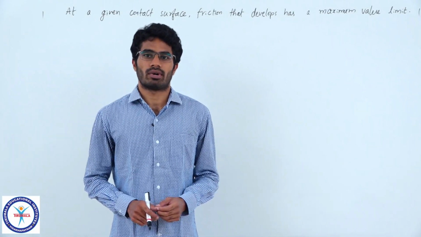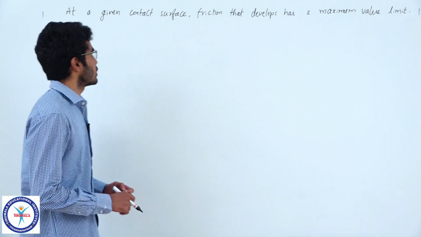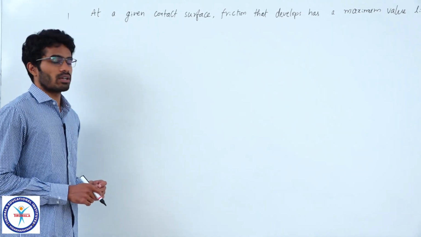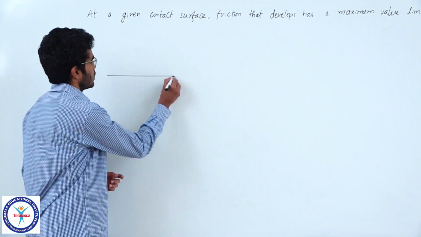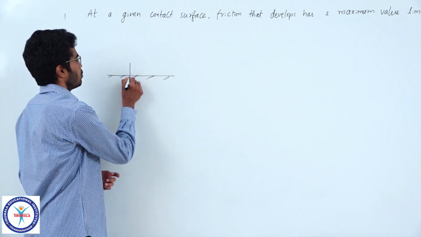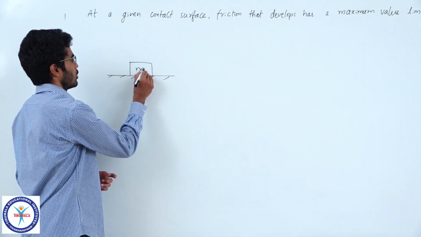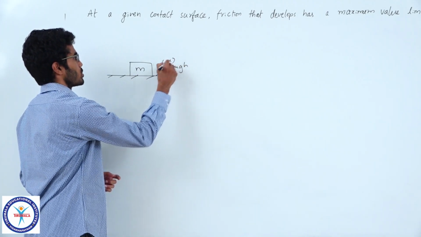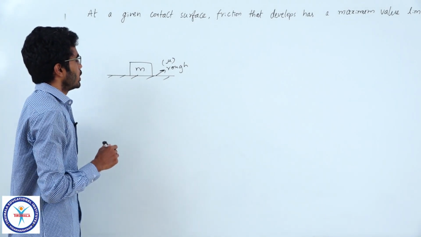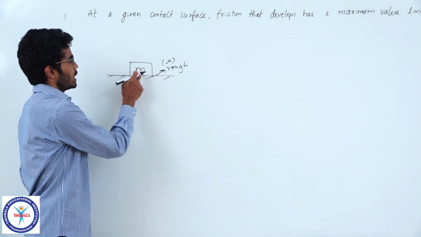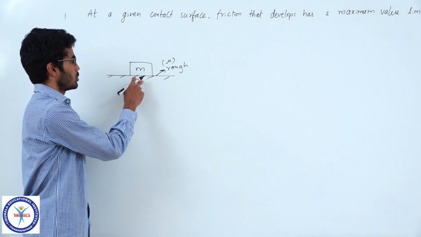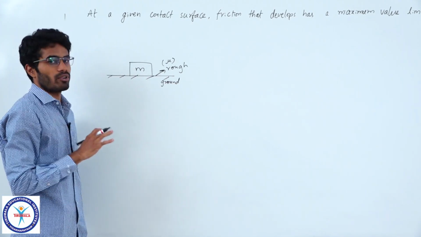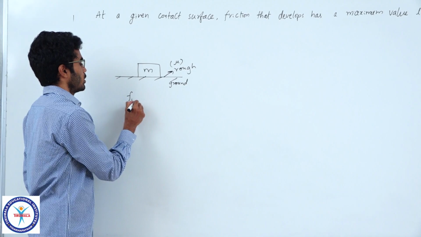Let us recall some important points related to friction. So, the first point I want to discuss is about limiting friction. We know that if there is a horizontal surface and a block is kept on it, and the horizontal surface is rough, it has some coefficient of friction value. Now, the friction that develops between these two objects, the ground and the block, has a maximum value limit. We call that limiting friction.